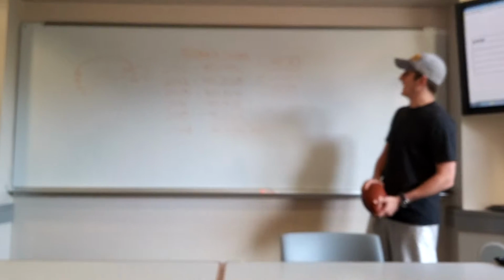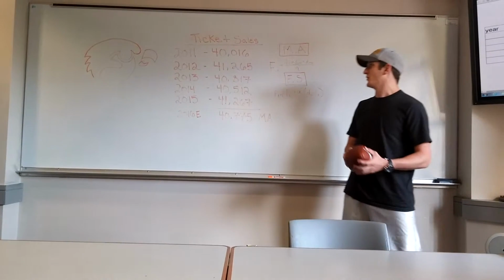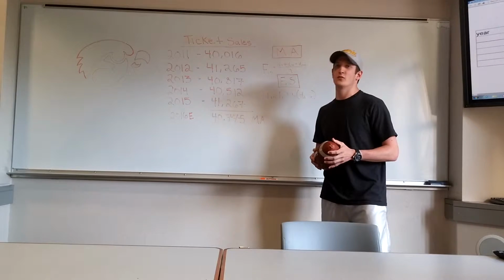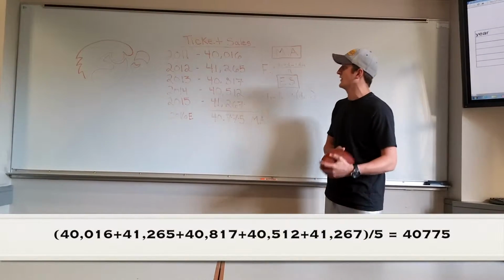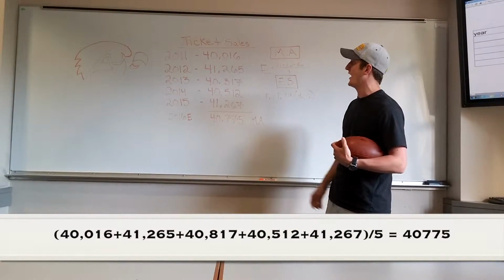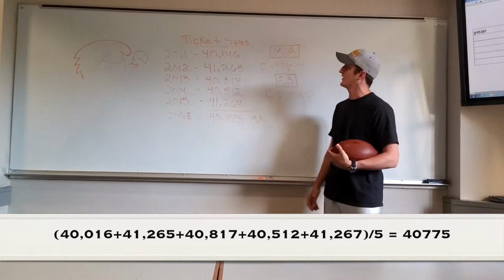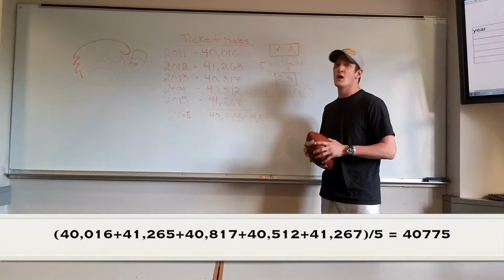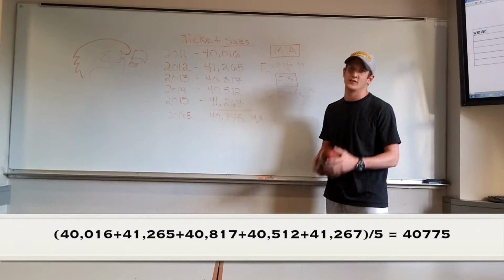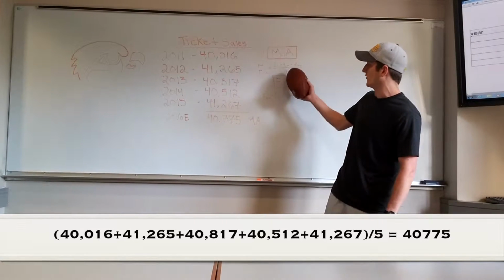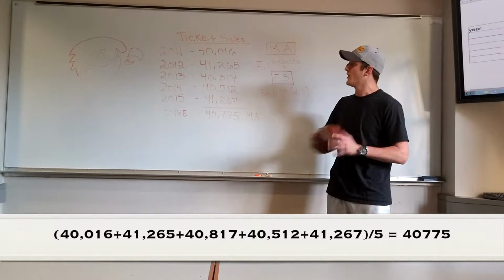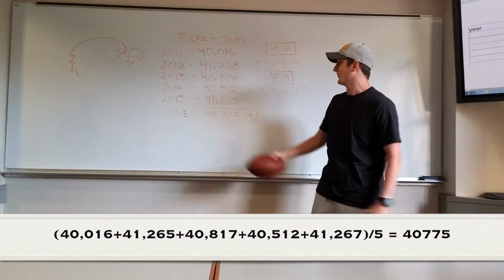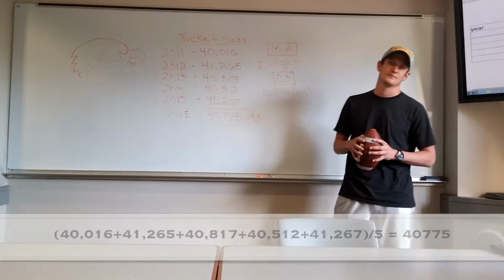We're going to use the moving average. Here's the equation right here. We're going to use that to calculate our 2016 expected ticket sales. So to do so, take 40,016 tickets, add in 41,265 tickets, add 40,817 tickets, 40,512, and then add 41,267 tickets. Take all those numbers over n, which is 5 for this situation. So the 2016 expected ticket sales would be 40,775 tickets.